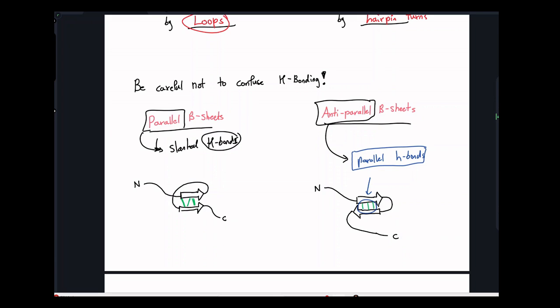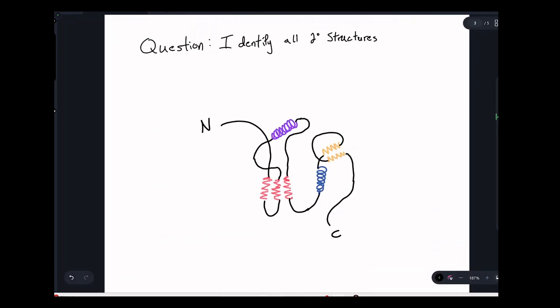With that out of the way, let's do a quick overview question for all of secondary structure. Feel free to pause the video and identify all of the secondary structures listed. For beta sheets, make sure you identify if they're parallel or anti-parallel.